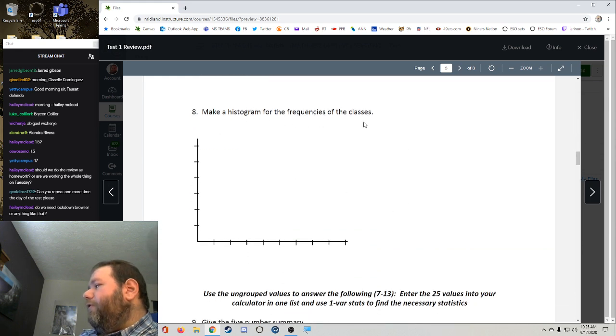Make a histogram for the frequencies. I don't know how I'm going to put this in here. What I may do for this problem is make it a file upload question, where you just write it out on your own paper, and then take a picture or a scan of your work and upload it into the test. I don't know of another way we can do that. So that's probably what I'm going to do for that problem, and the box plot problem for sure.